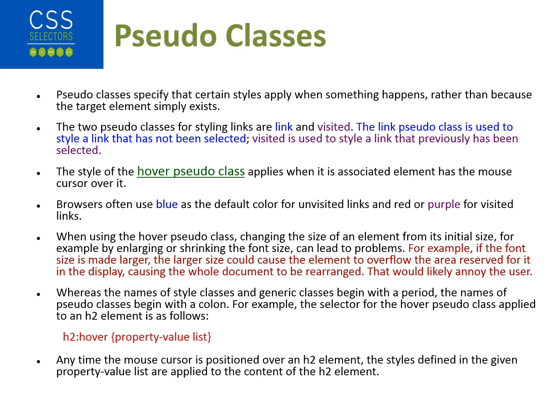Whereas the names of class selectors and generic classes begin with a period, the names of pseudo classes begin with a colon. For example, the selector for the hover pseudo class applied to an H2 element is as follows: H2 colon hover, property value list. So anytime the mouse cursor is positioned over an H2 element, the styles defined in the given property value list are applied to the contents of the H2 element. This is a pseudo class.